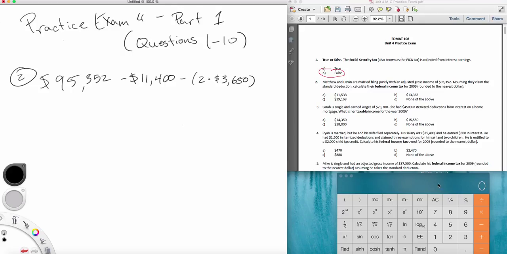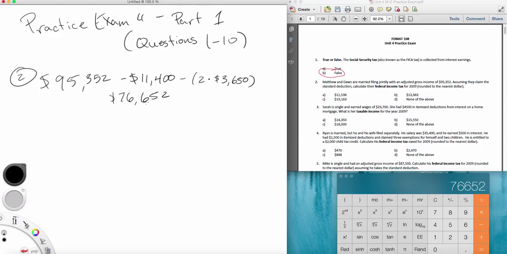So we'll come down here and we go 95,352, subtract that standard deduction, 11,400, and we'll now also subtract the 3,650, and we'll do it twice. I could have done 2 times that to figure that out, but this also works. So my value is 76,652.